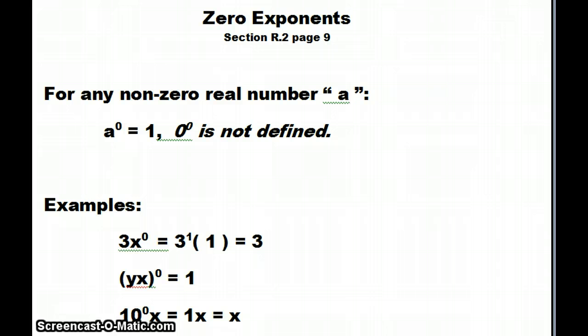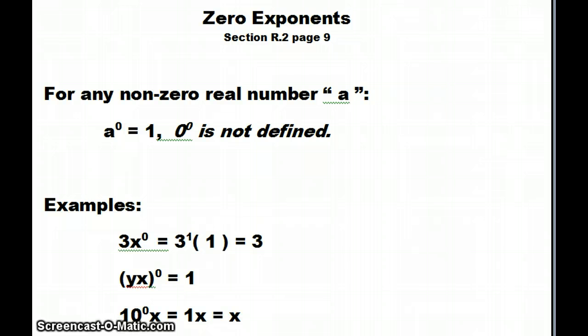I will not have any of these on a test. There may be some of these kinds of problems on your homework, but they will not be on your test, and they are not on your practice tests. a to the power of 0 is equal to 1 may be on one of your tests, but 0 to the 0 power will not be. So that a can be anything. The examples that we have here are 3x to the 0.